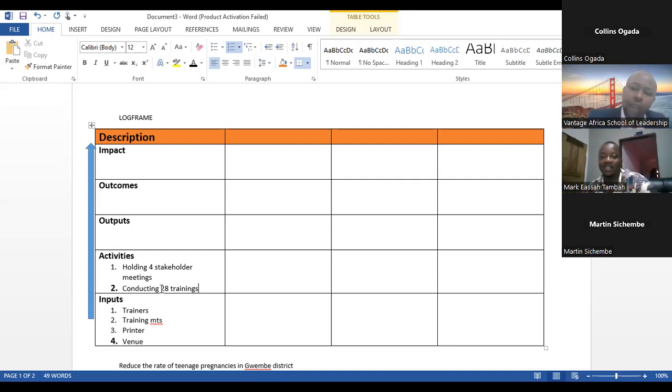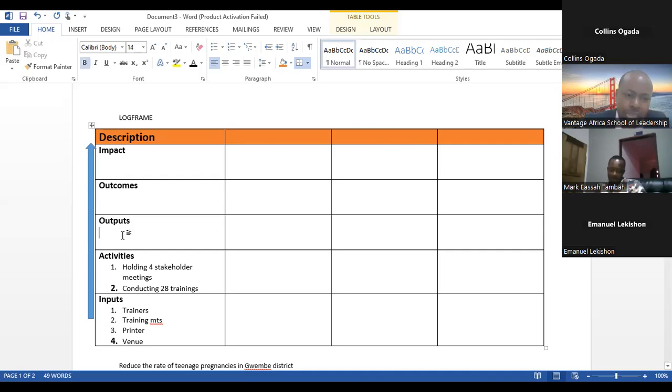Exactly. So what we have here is just an example. Of course, you will have many. You'll have like 10 or 15 activities, or even 20 activities. But the most important thing is to ensure that you understand what an activity is. It is a do what. It is the thing that you do for that particular project.